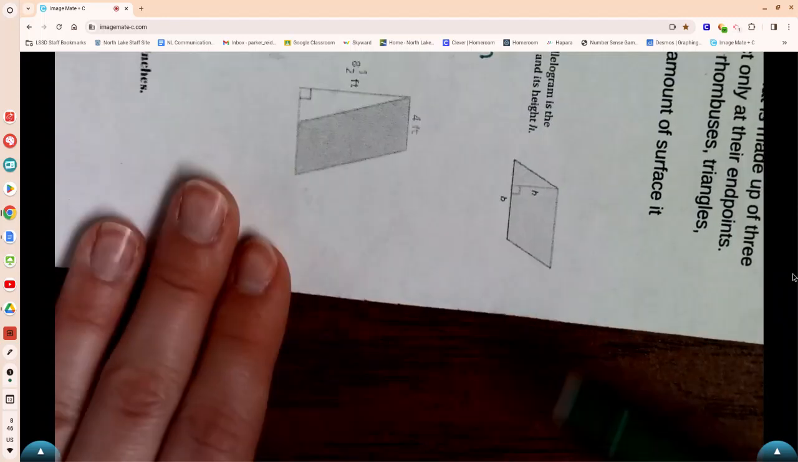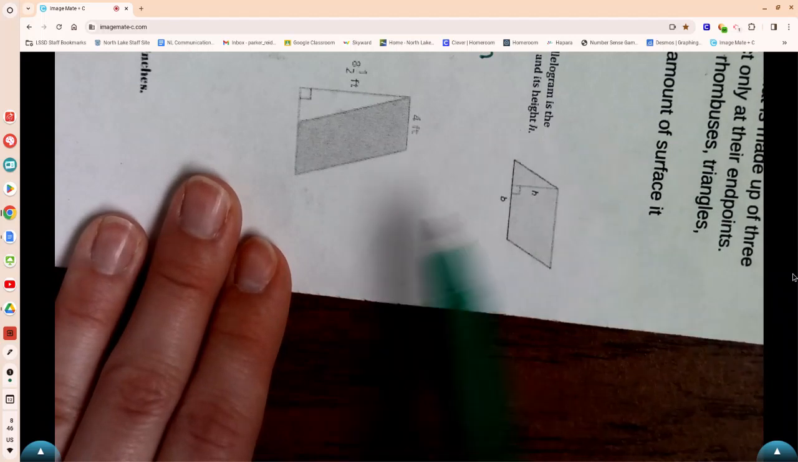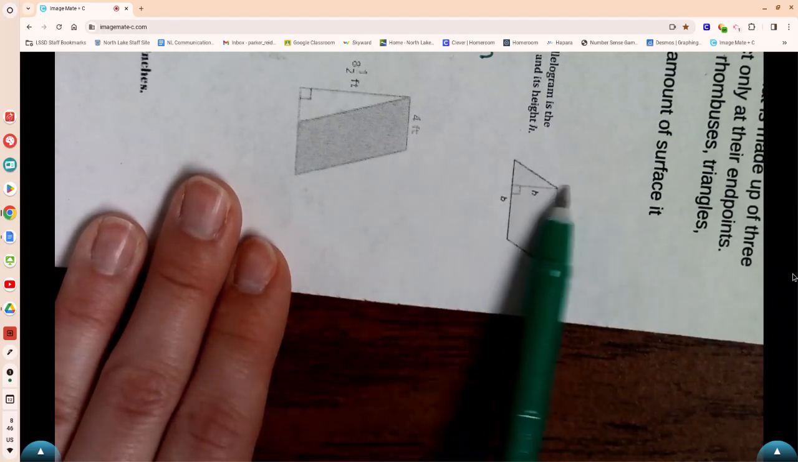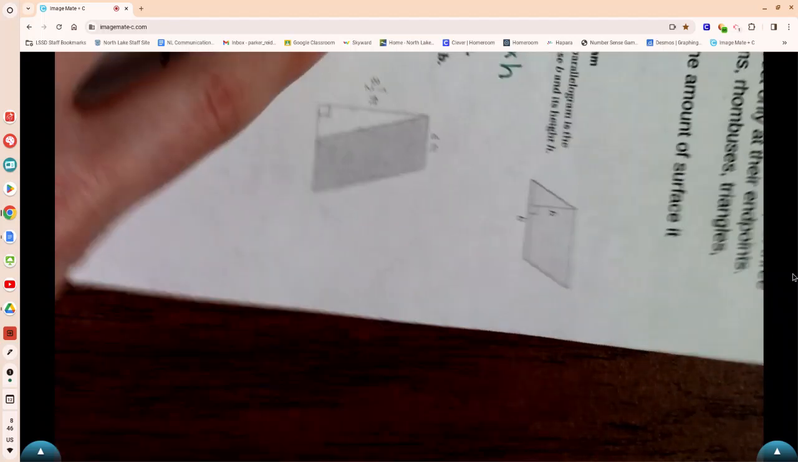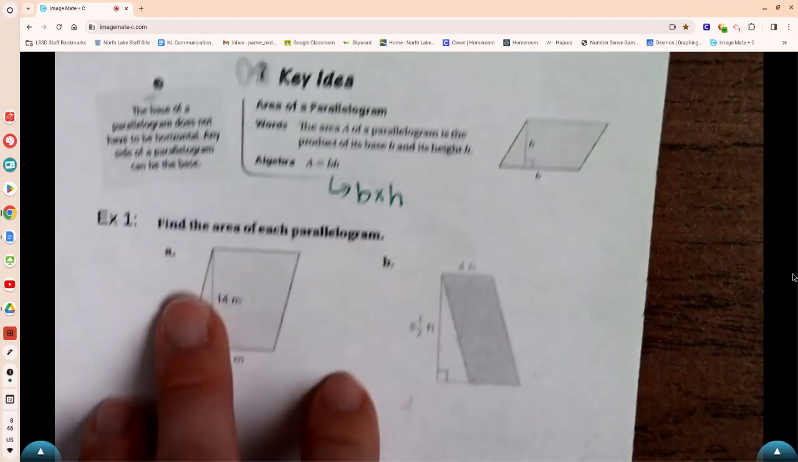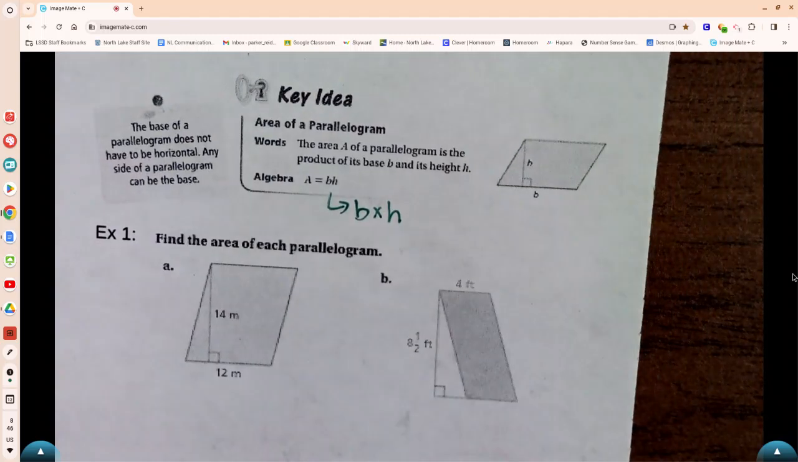Again, if your parallelogram was drawn like this, we would think, oh, wait, if this is my flat side, my height is going straight up and down from the base. So sometimes turning your paper like this and going, oh, there we go. That might make a little bit more sense.